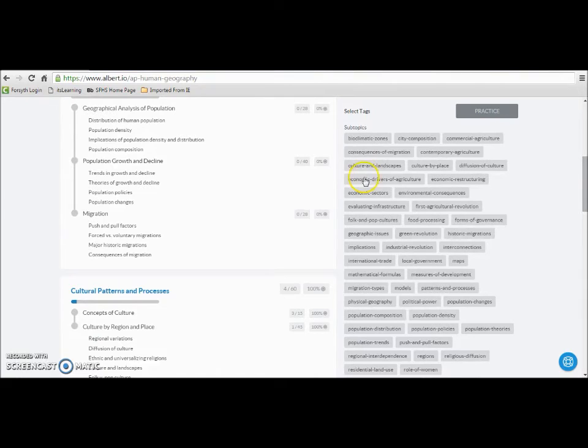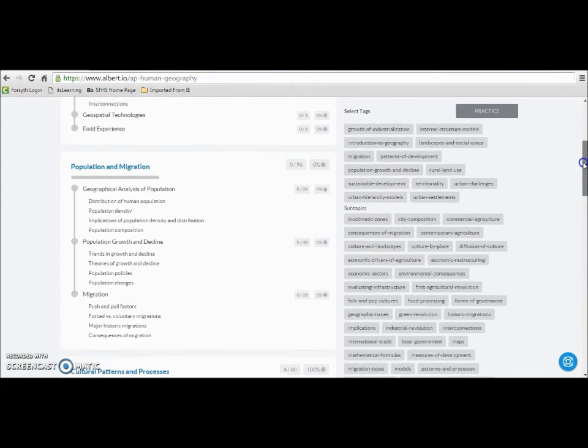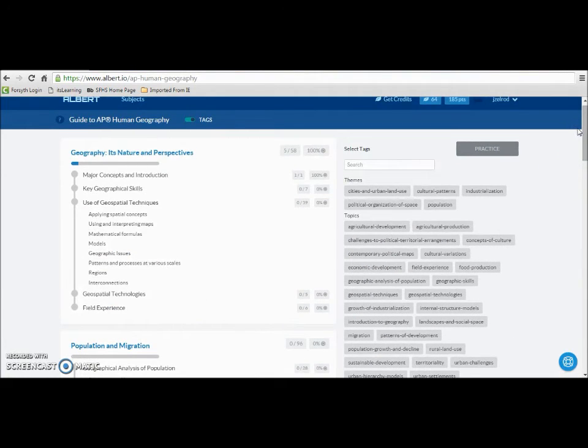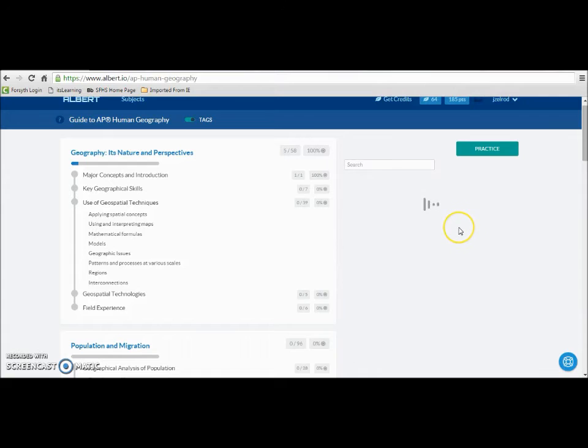Or you'll notice over here you have a series of tags. What you can do is click on a variety of tags, maybe based on the different types of topics that you feel like you personally need to review the most. You can go through here and click on a couple, and it will get questions for you that are based on that particular topic. So you notice I clicked on contemporary political maps. There are 38 questions related to that. I can go to practice here, and then I could go that route.